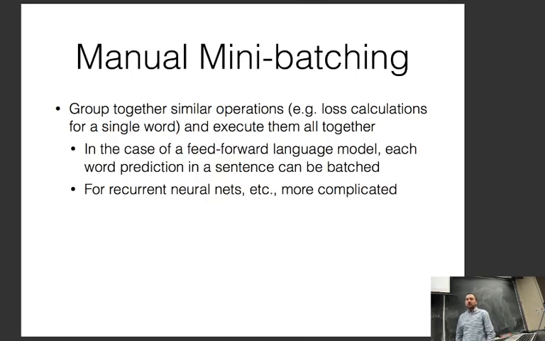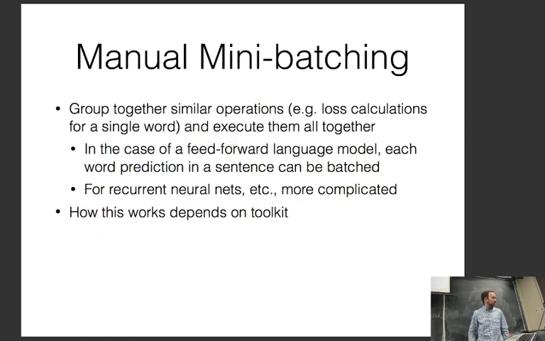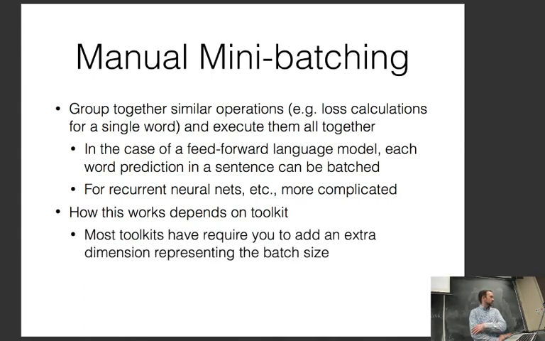This becomes more complicated for recurrent neural networks, which I'll be talking about next time, and I'll be talking about how we mini batch recurrent neural networks next time. How mini batching works depends on the toolkit. I guess most toolkits basically require you to add an extra dimension to your array. Usually it's the first dimension if you're doing something that's based on NumPy. There are lots of examples of this on the internet.